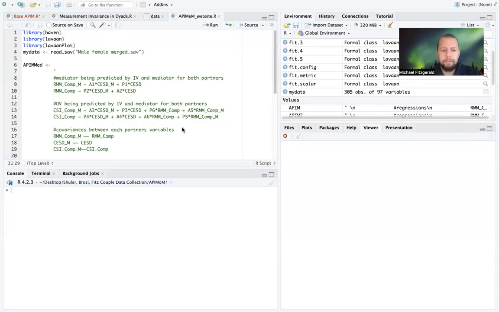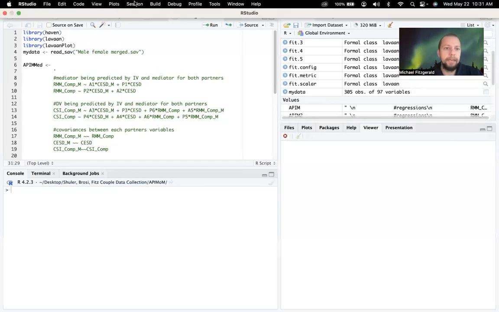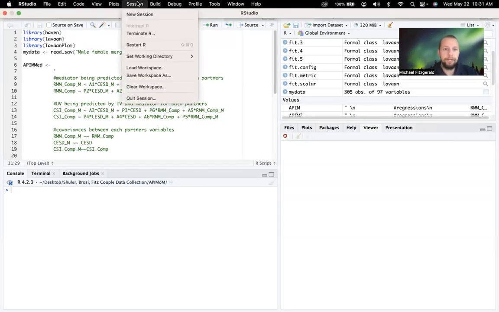Hello, everyone. In this video, I will be going over how to run the actor-partner interdependence mediational model using Lavaan. We will first start by setting our working directory as we would in any R session.